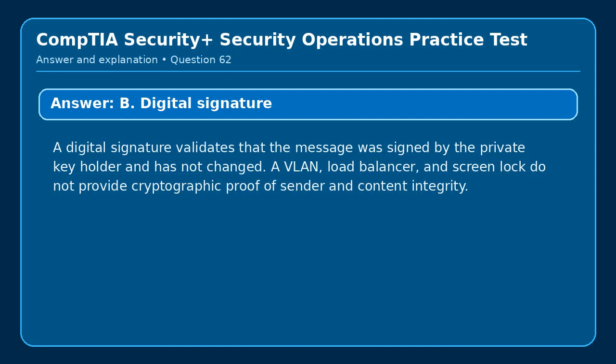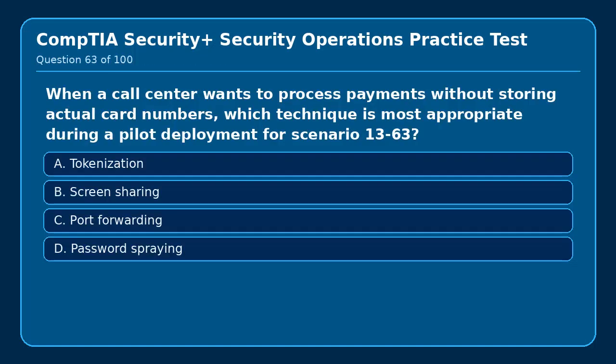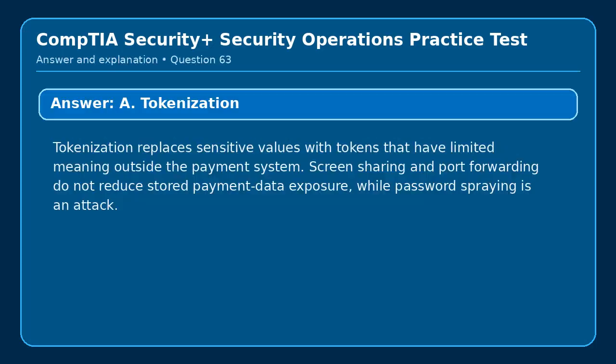Question 65. After a regional clinic's file shares are encrypted and a payment note appears, which first response is most appropriate as part of the risk reduction project for scenario 13 to 65? A. Isolate affected systems and preserve evidence for recovery. B. Delete all logs to free disk space. C. Reconnect infected hosts to verify spread. D. Pay immediately without validating backups. Take a moment to choose your answer.